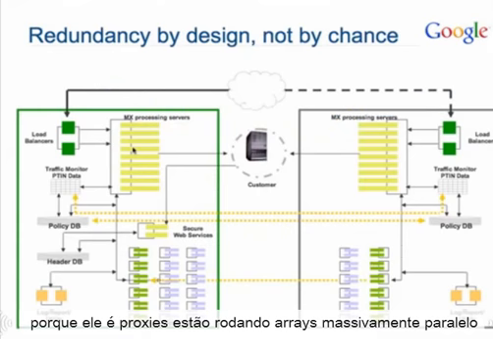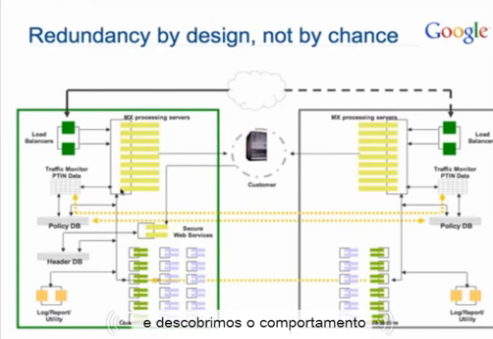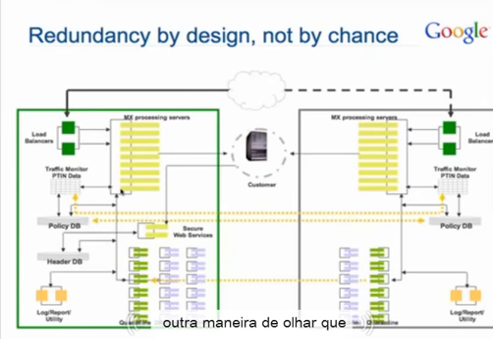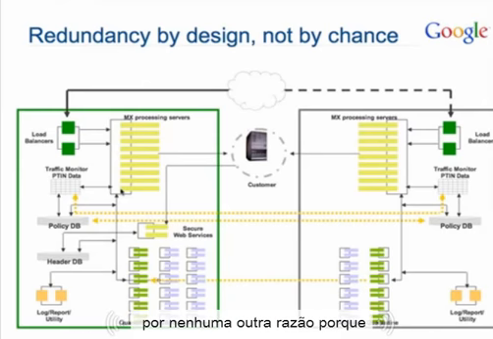Because these proxies are run in massively parallel arrays, at any given time we'll have hundreds of thousands of SMTP sessions open simultaneously. And we discovered that the behavior of a server is a very important and very accurate indicator as to the quality of the data it's carrying. Another way of looking at that is that bad servers behave differently from good servers, if for no other reason, because they often are not mail servers to begin with. Typically they'll be parts of a botnet, zombie PCs sitting at the end of a DSL link.